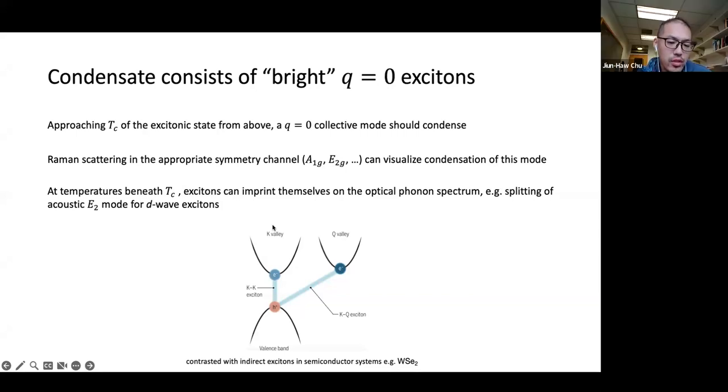But in principle, when the exciton order develops, it still gaps out the endpoint, right? Yeah. So ARPES should be able to see that. Yes, that's right.